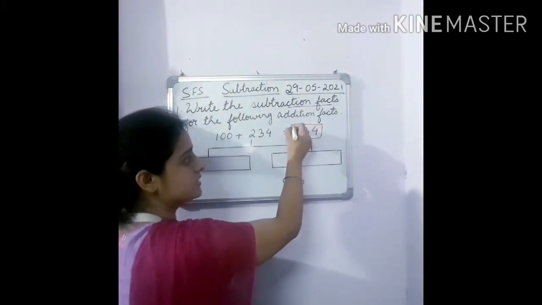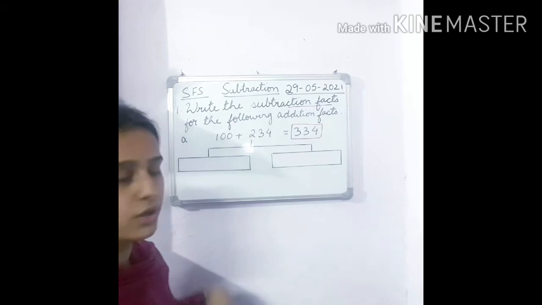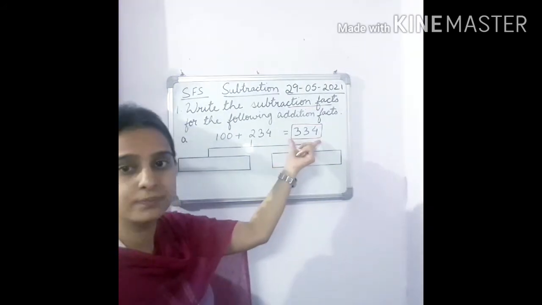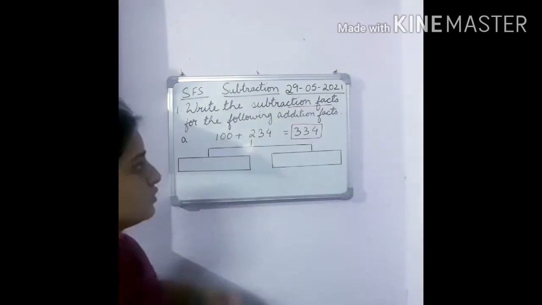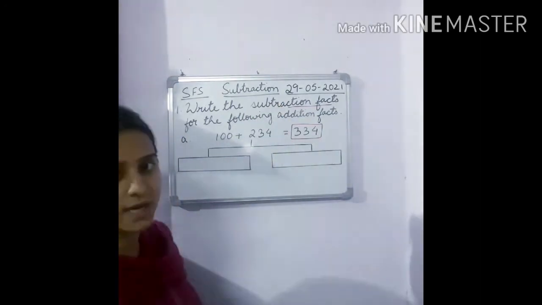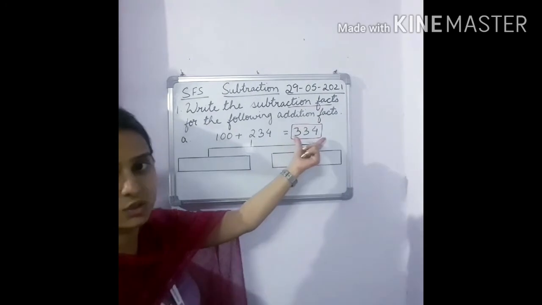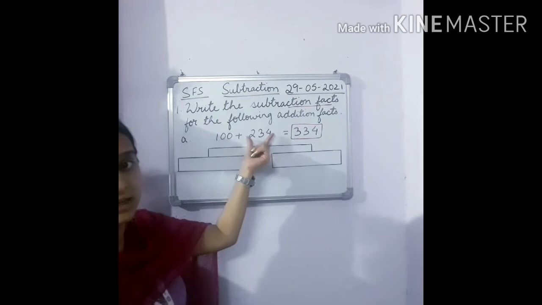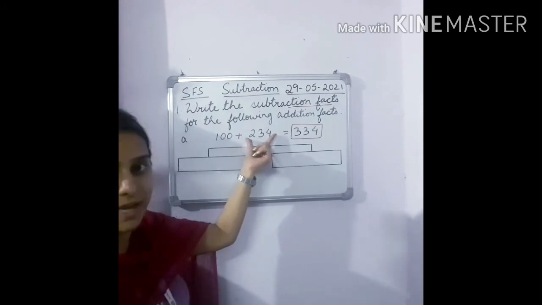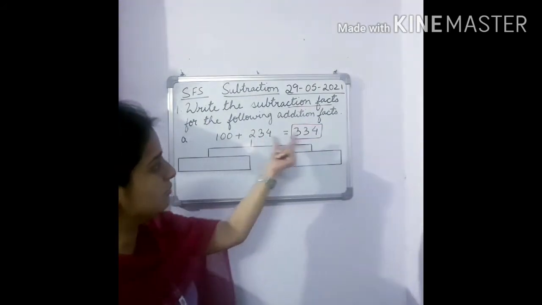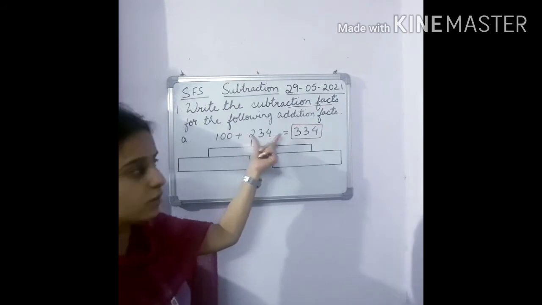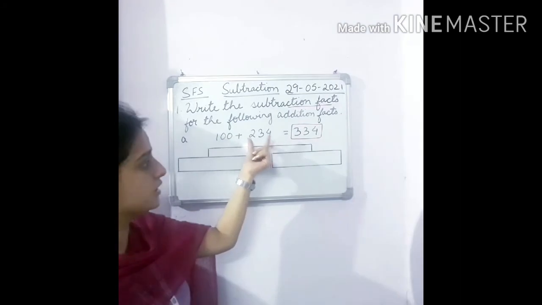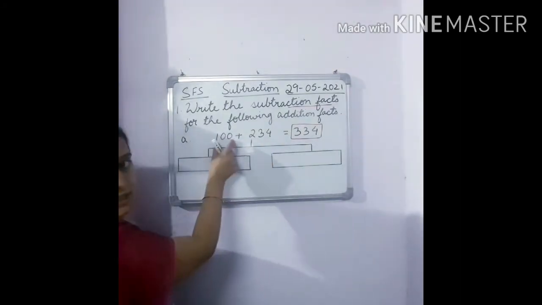The sum, the total, is 334. So in subtraction, children, we always subtract from the total. So how do we write the subtraction fact? Let's see. This is the total. So total minus, you can take any term. You can take the subtrahend first. Total minus 234. When you subtract 234 from 334, children, you will get the other part, that is 100.